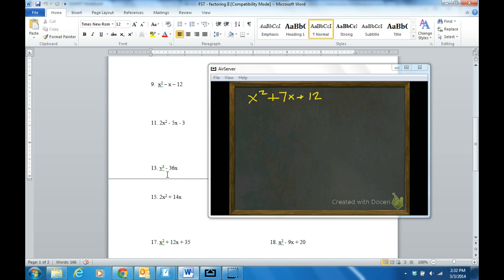So I'm going to show you how to do it with an easy one, first of all, and then we'll go to the next step up with the harder ones. So the first thing you need to know with the box method is you got to make a box. That's the easy part, right?